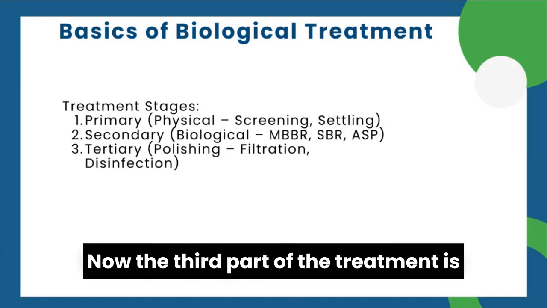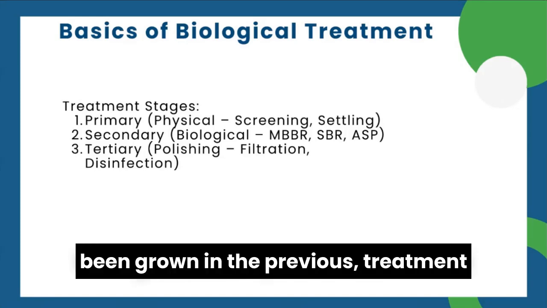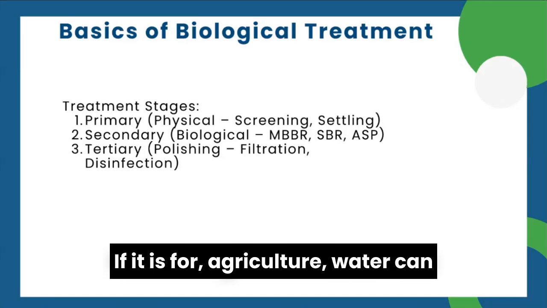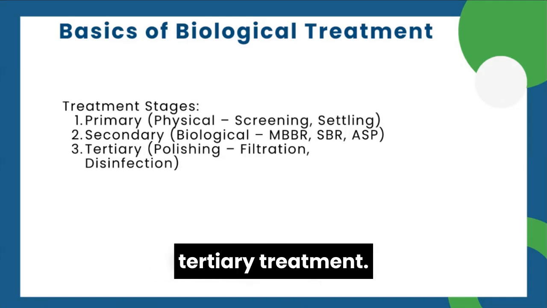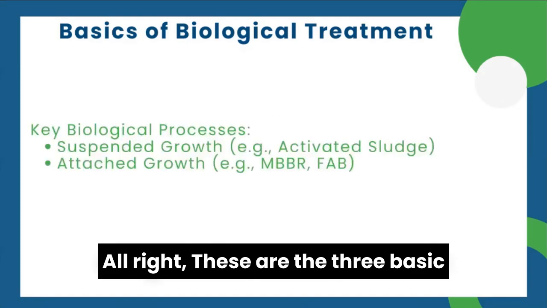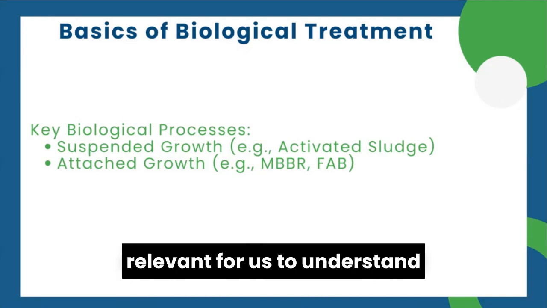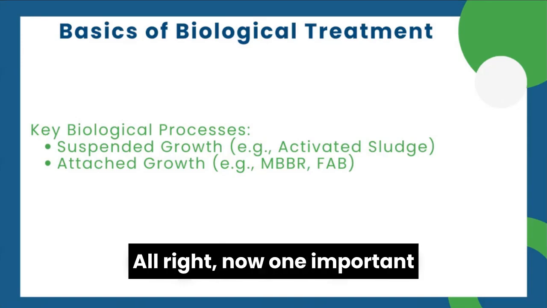Now, the third part of the treatment is destroying whatever bacteria has been grown in the previous treatment, and filtration for further reuse. If it is for agriculture, water can be let out after secondary treatment. It does not require any tertiary treatment. All right. These are the three basic parts of treatment. It is not relevant for us to understand which is more important. All are equally important. All right.